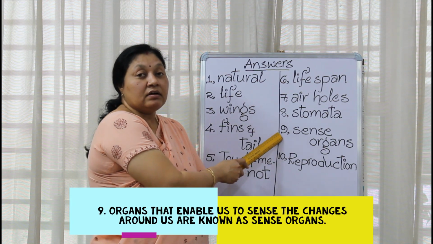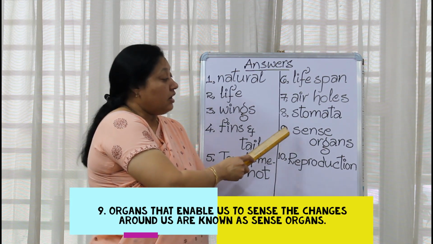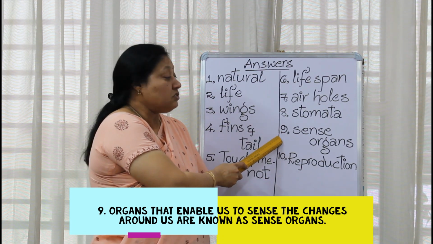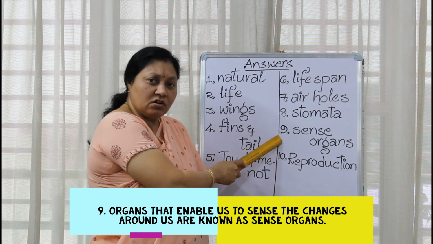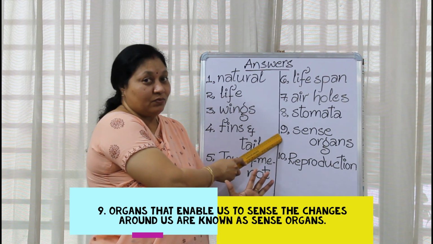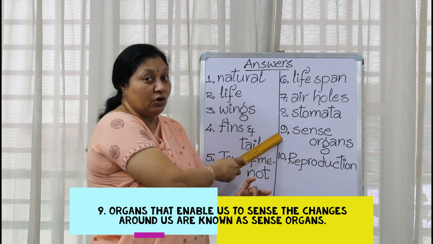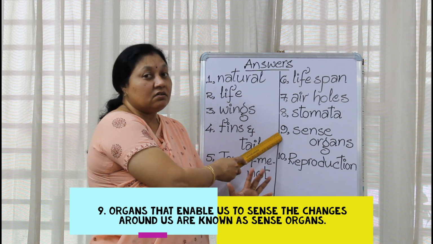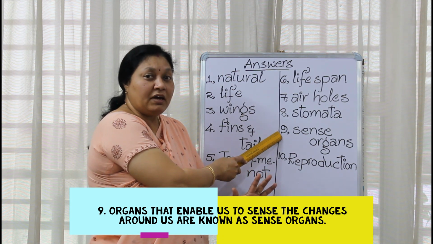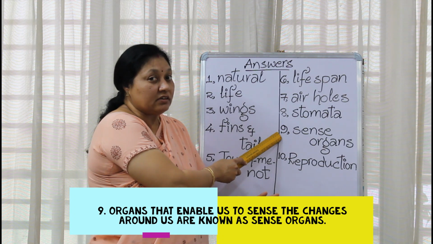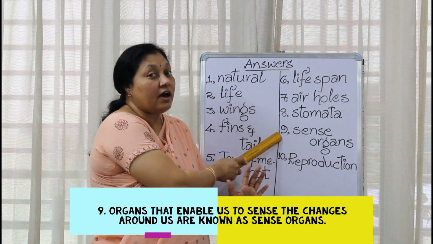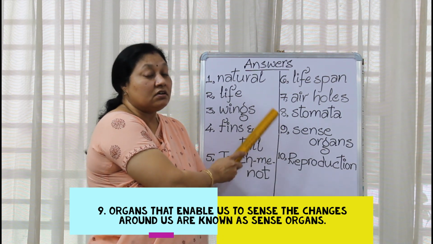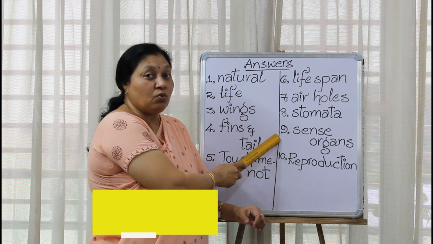And ninth one, the organs that help us to sense our surroundings are called sense organs. How many sense organs do we have? 5. Eyes, ears, nose, tongue and skin. Among the living beings, the animals and human beings have the sense organs, whereas plants don't have sense organs. So, sense organs are the organs that help us to sense the surroundings.